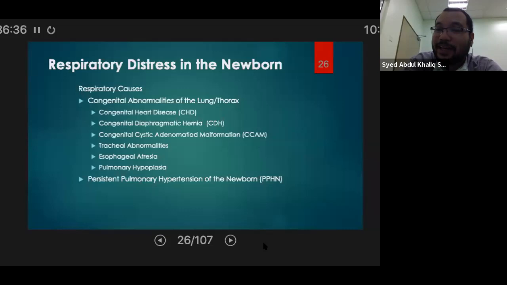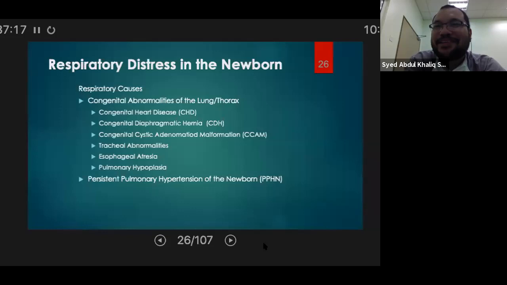Because if the problem is actually a cardiac cause, like TOF or other cyanotic congenital heart disease, even if you give 100% oxygen, the saturation and the PaO2 will still remain low. But if the problem is the lung, when you give 100% oxygen, the SpO2 and PaO2 will improve. So this is to differentiate between a pulmonary cause and a cyanotic congenital heart disease cause, not for PPHN, because in PPHN sometimes even if you give 100% oxygen, they will not improve. Okay. What else can we do?